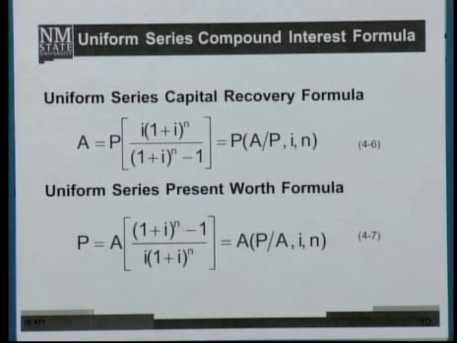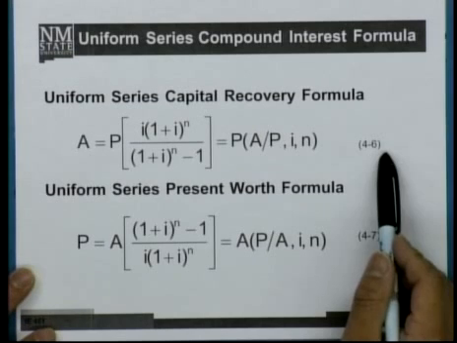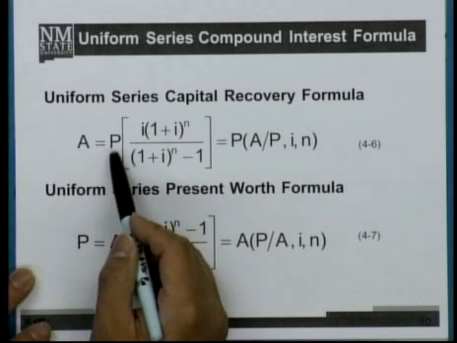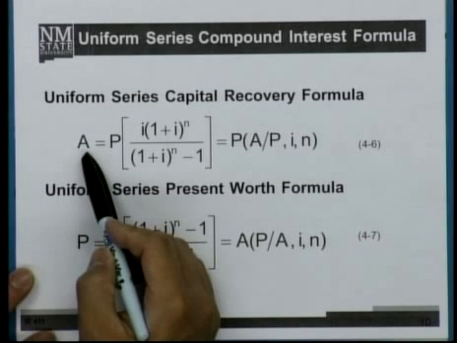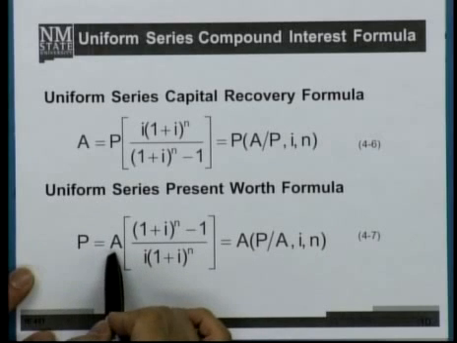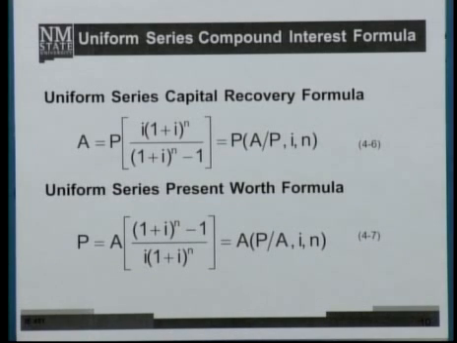Okay, and these are the uniform series capital recovery formula and uniform series present worth formula. And the terms inside the brackets are called the uniform series capital recovery factor and uniform series present worth factor. Okay. And this formula 4-6 can be used to convert from a present sum P to an equivalent uniform series A. And the uniform series A can be converted to the present sum, which is P, by using the formula 4-7 as well.